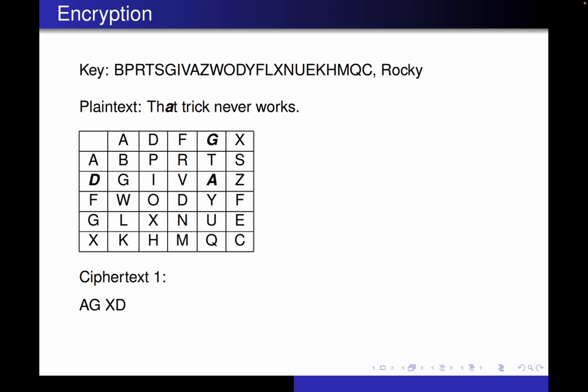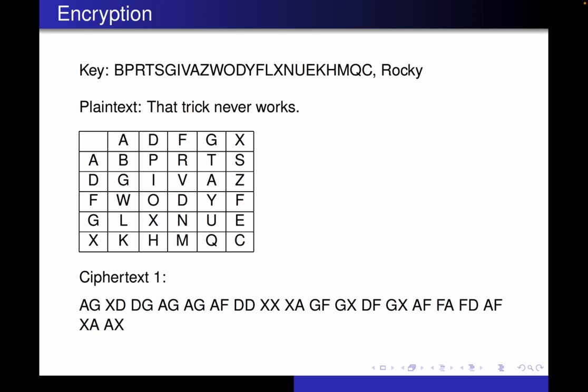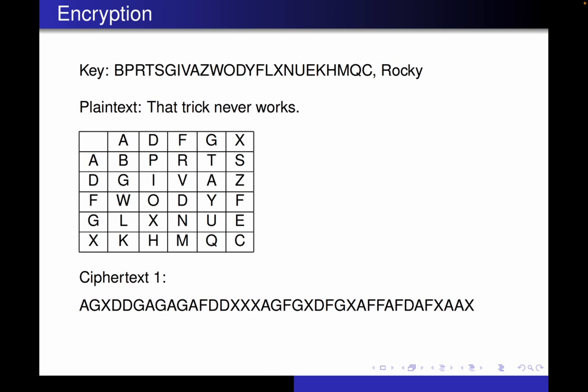And our A is across from D, it's below G. So our third ordered pair is DG. And then we keep on going with the remaining letters. I'll let you check those if you want to. And then we're going to smash those together just like we do with any ciphertext.